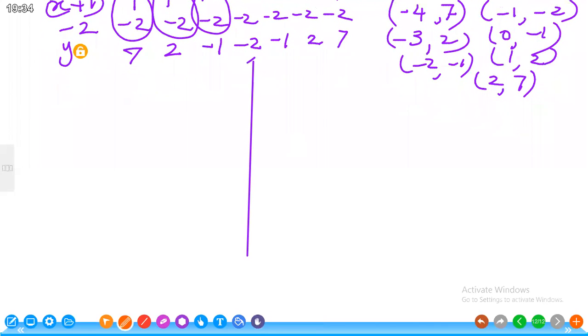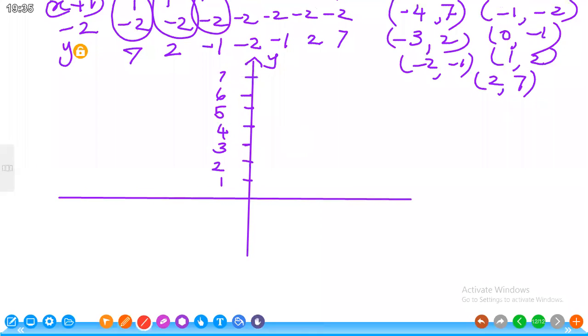Right. Mark the y-axis: +7, +6, 5, 4, 3, 2, 1. Then draw the x-axis through 0, right? Okay. Now mark the x-axis: here 0, here +1, here +2, here -1, -2, here -3, and finally here -4.